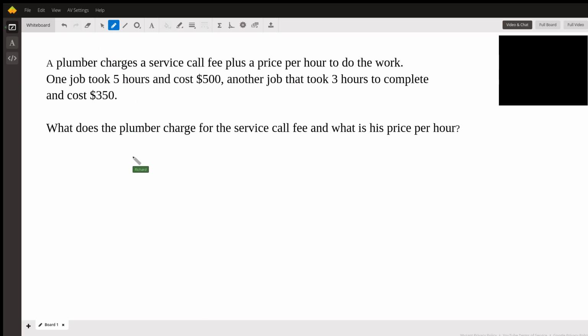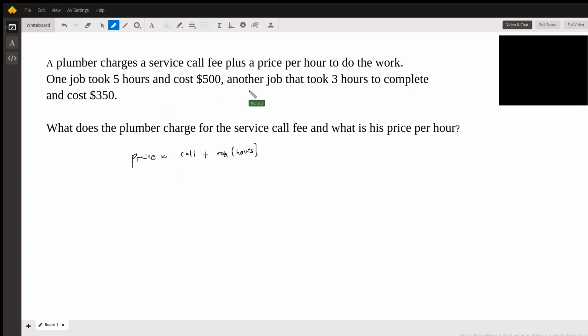Okay, so the total price is equal to the call, the price of just showing up at your house, which is a fixed amount, and then there's going to be an hourly charge. So it's going to be the hourly rate times the number of hours spent at your house. So this is pretty much the way plumbers work, and electricians and other people who come to your home.